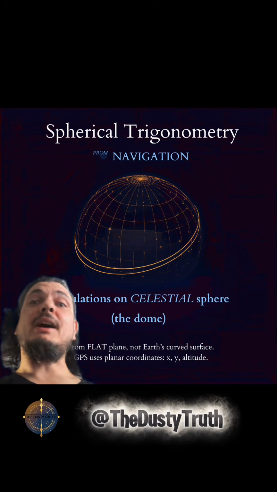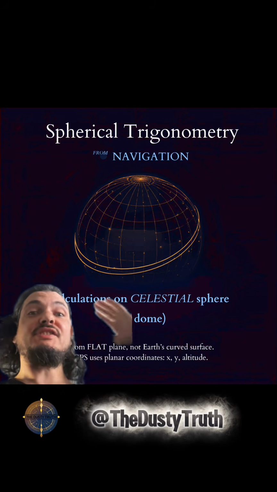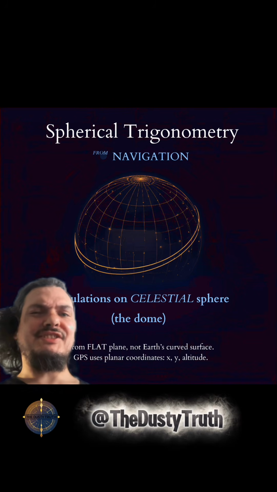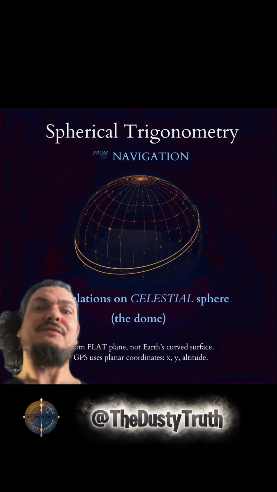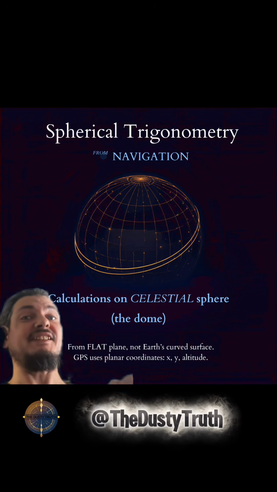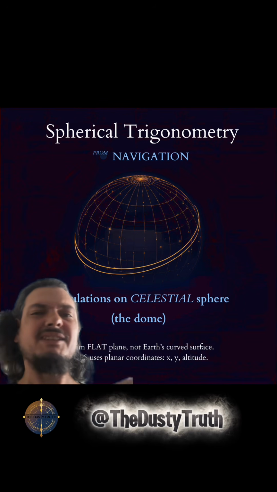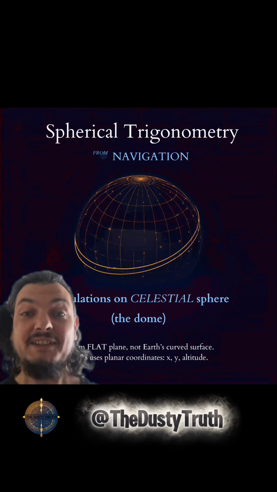And spherical trigonometry for navigation. This is mathematics of spherical triangles, but these are calculations performed on the celestial sphere, the dome, as observed from a flat plane. They're not calculations on Earth's supposedly curved surface, which would make zenith radial instead of vertical, and it's vertical. Navigators calculate positions using stars on the celestial sphere, and GPS uses planar coordinates, x, y, altitude, not spherical. Just look up celestial navigation and look at what they use to do it. They have to put you on a flat plane.